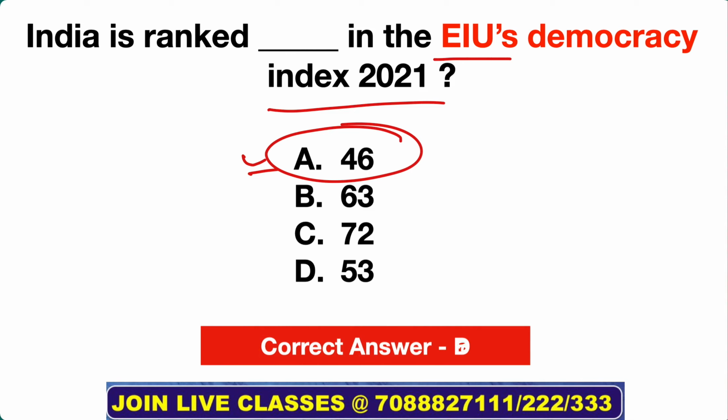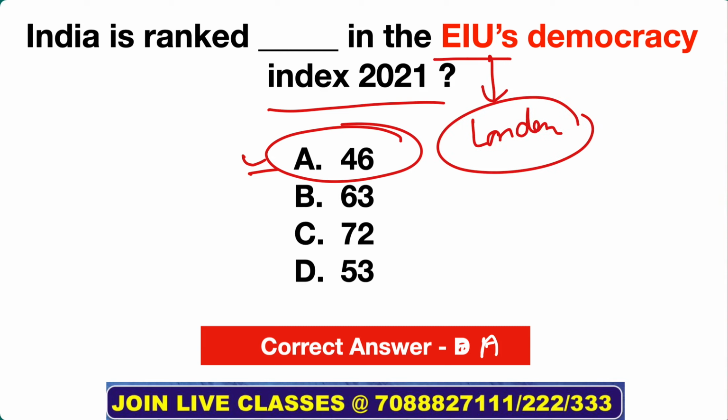Correct, the option is A. India's rank is 46. And where is the headquarter of EIU Economist Intelligence Unit? Its headquarter is in London, the capital of England.